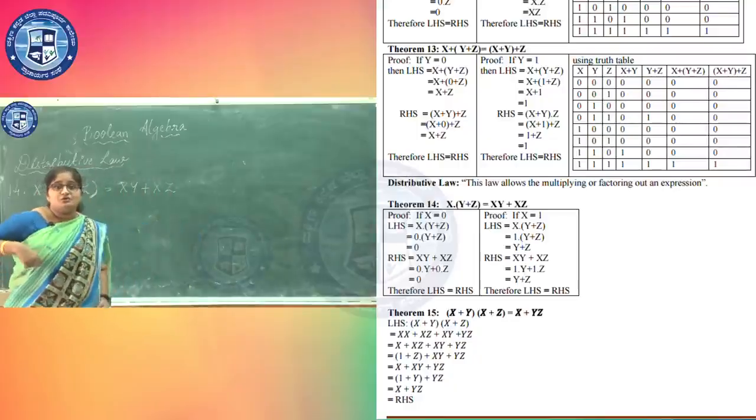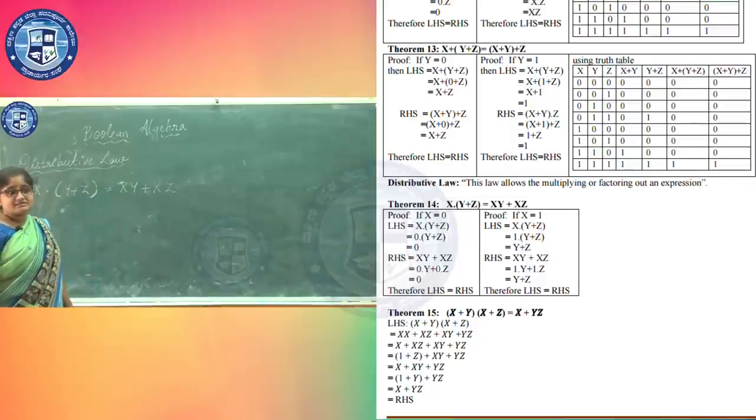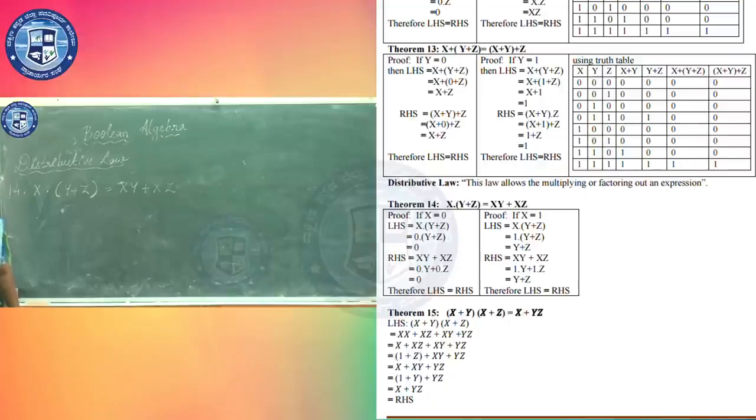But boolean, how do we prove it? So we are proving it by putting the value of x to be 0 or 1. So here also the same way we shall prove the LHS and the RHS. We will derive the LHS first, then we will derive the RHS, and we will prove that those two are equal to each other. So now first let us take x equal to 0. If x equal to 0, the LHS is x into y plus z.